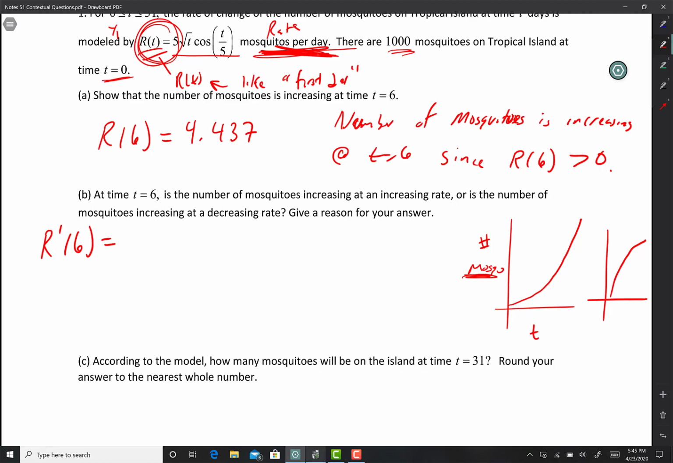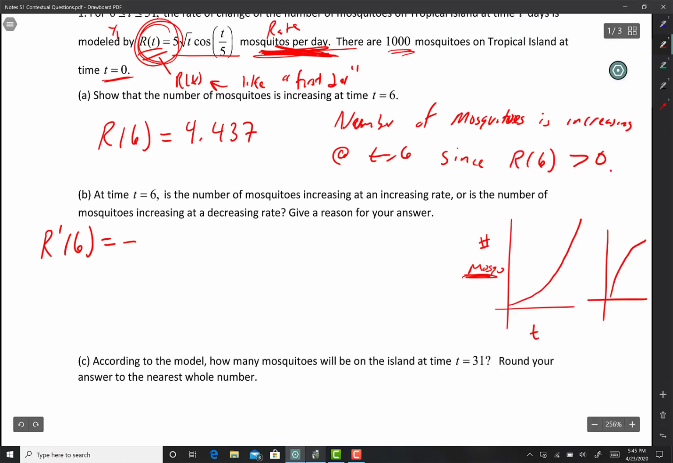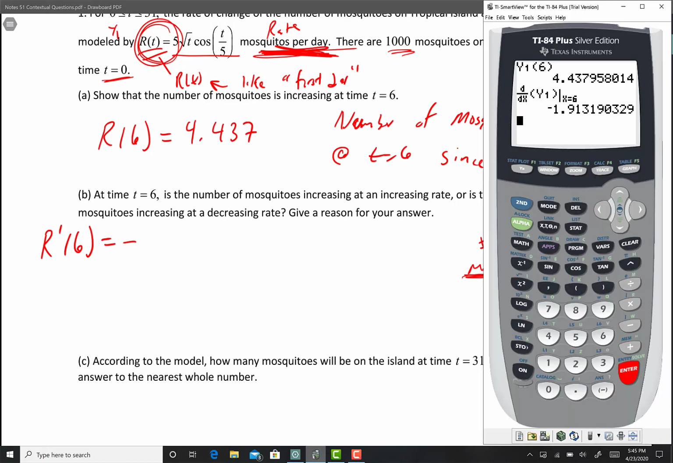So let me take my calculator out again, and I'm going to push math, and scroll down until I see der, which stands for derivative. Oh, I did it too much. It's a little laggy, guys. Derivative, there we go. Push X. I'm going to push alpha, trace, Y1, and put it at X equals 6. I'm going to push enter, and there it is. I get negative 1.913.